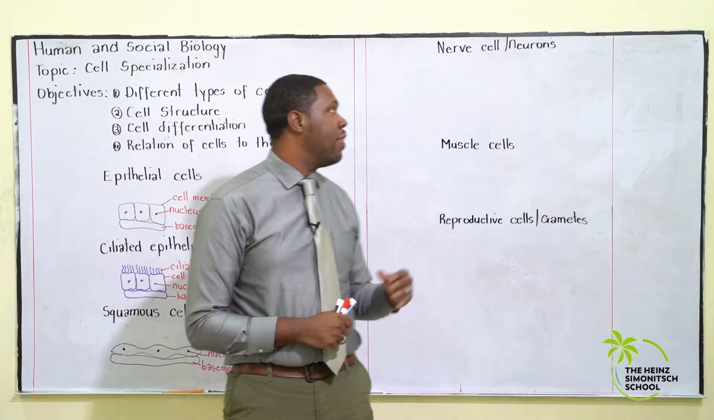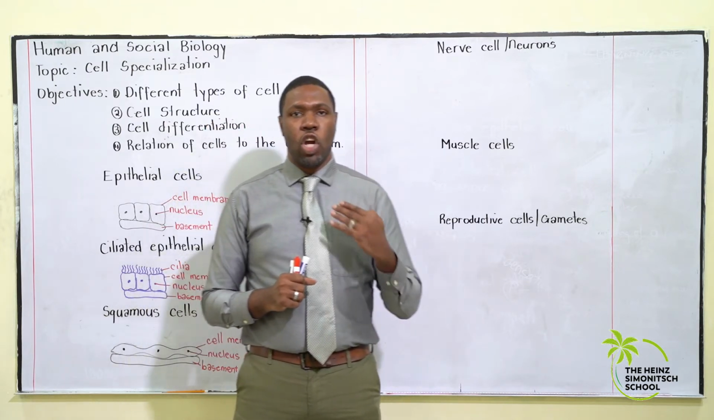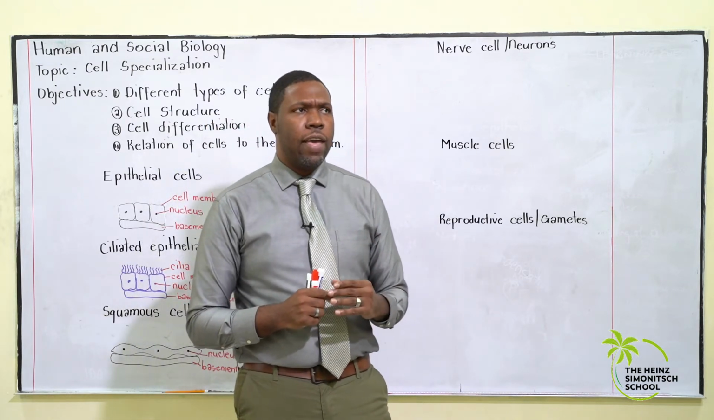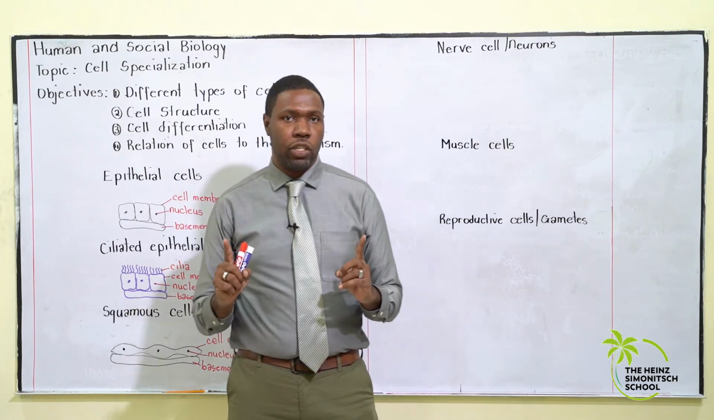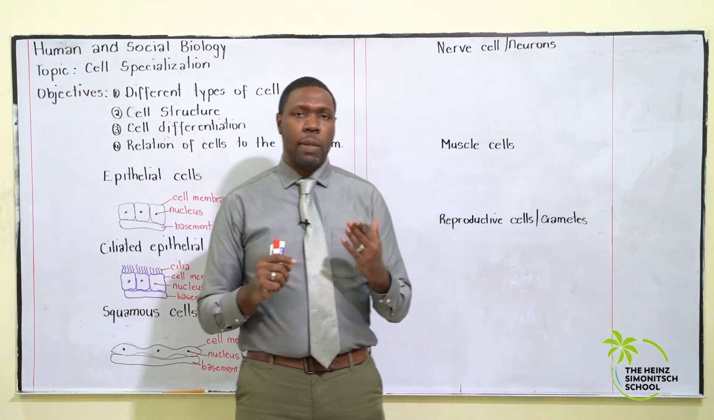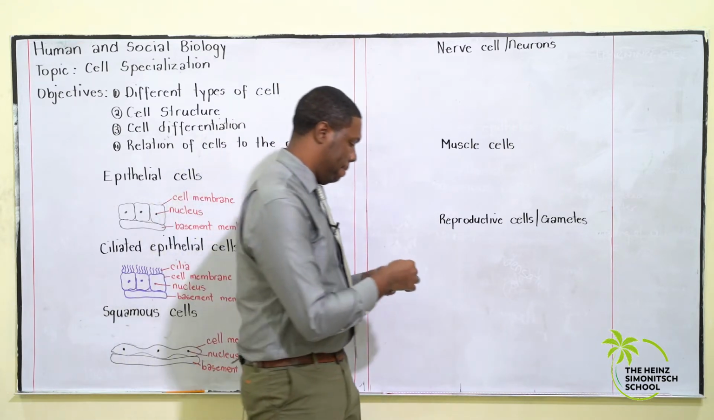Next, we're going to be looking at the nerve cells, also known as neurons. Now, the nerve cells or neurons have long extensions that they use to transfer information, right? So let's do a simple drawing of what a nerve cell looks like, or a neuron.